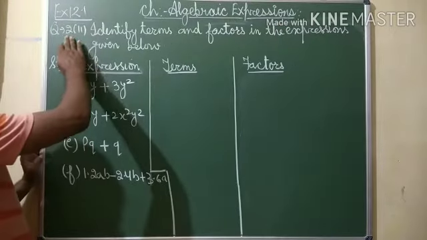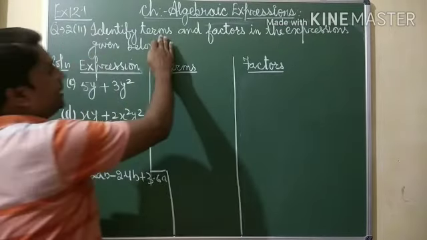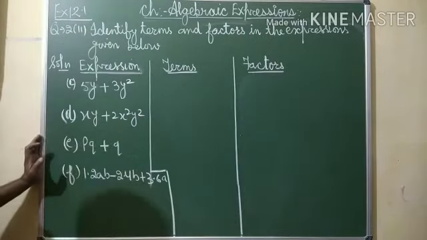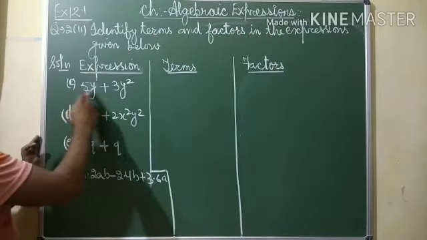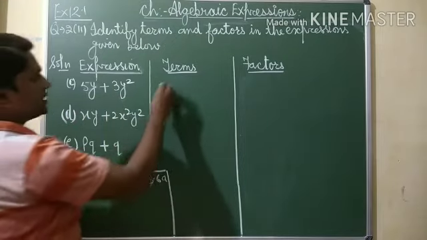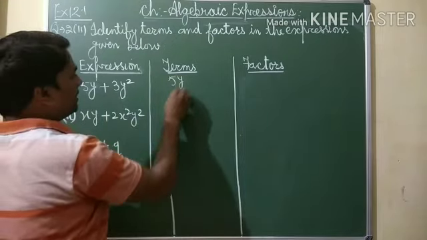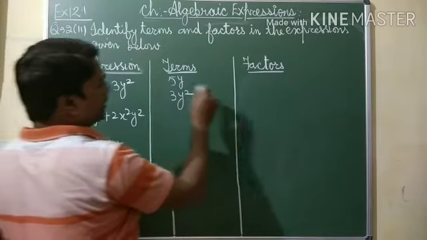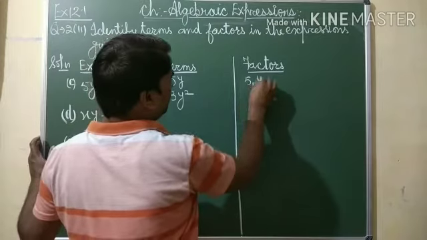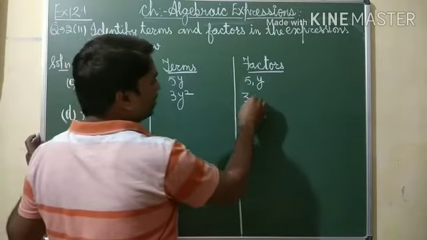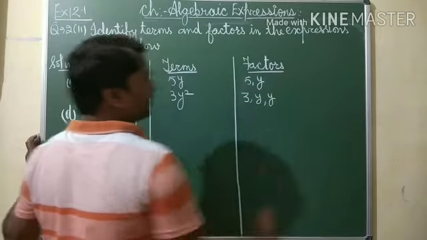Next is question number 2, second part. Identify terms and factors in the following expressions. So first we have expression 5y plus 3y square. Since this expression contains the terms 5y and 3y square. Now factors of 5y be 5, y, and factors of 3y square be 3, y, y.